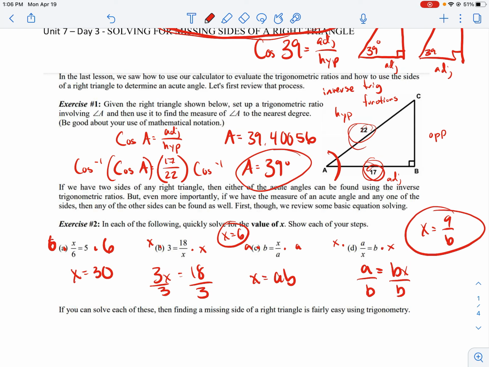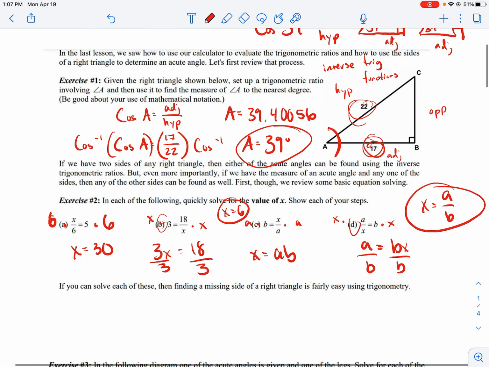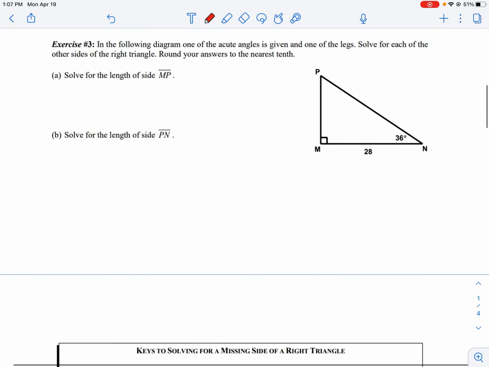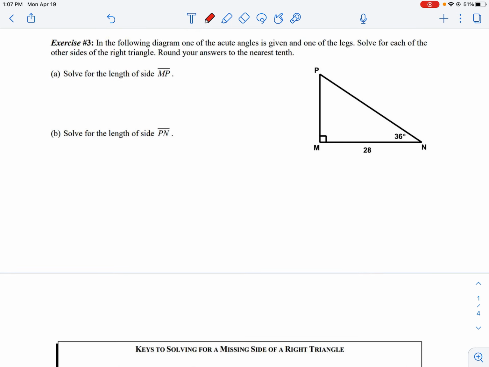Okay? All right, so nothing too trivial there, just reminding you of how to solve single-step problems, or in this case, B and D are multi-step because we had to take a couple steps there. So if you can solve these, you can find the missing side of a right triangle very easily. In the following diagram, one of the acute angles and one of the legs is given, and so solve for each of the other sides of the right triangle.